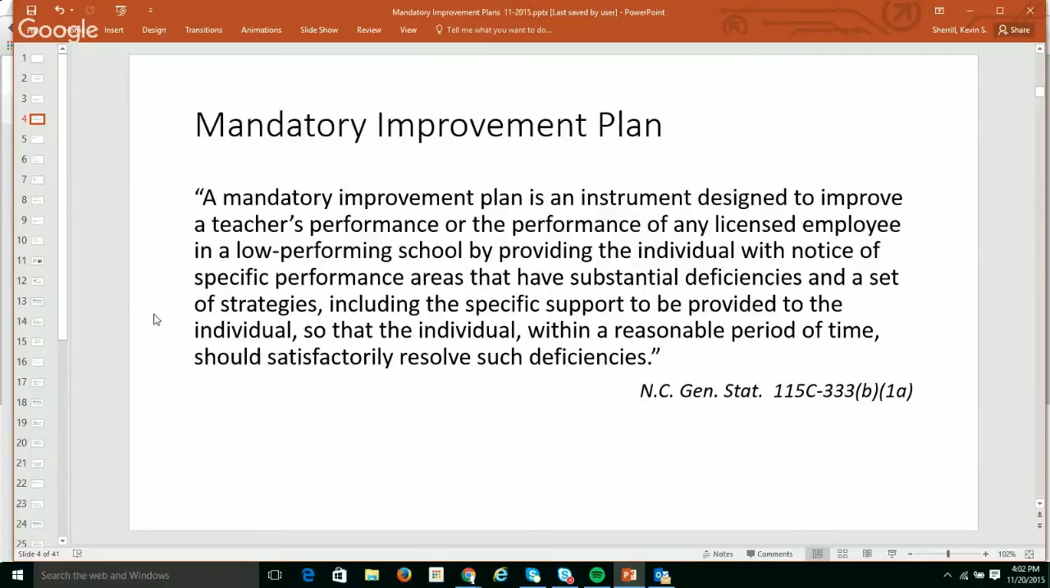So what we know from this definition, which is really not that much information, is that it's an instrument. It's something that we would have in writing between the school and the employee. We know that it's something that could apply to any licensed employee in your school. So we're not just talking about full-time teachers. We're talking about all full-time licensed people, part-time teachers, administrators as well. So this process that we're going to talk about applies to all licensed folks in your building.